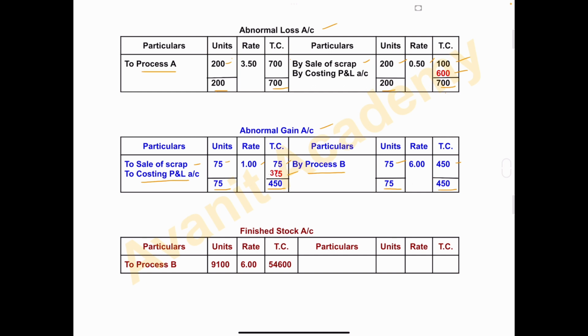The last is finished stock account. So whatever the output we have got in process B, that is transferred to finished stock account. So debit side write to process B account and the quantity is 9,100 units. Rate per unit is rupees 6 and total cost is 54,600.